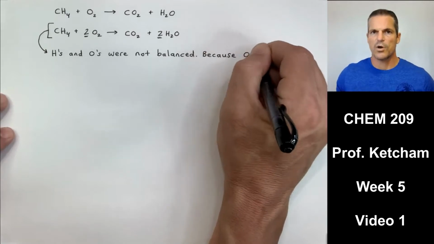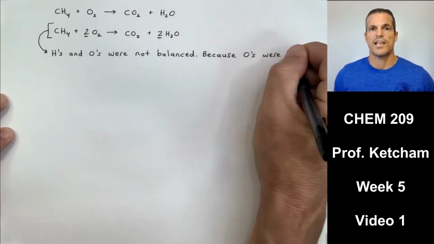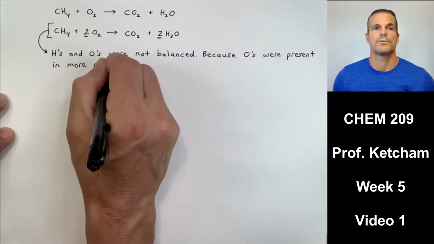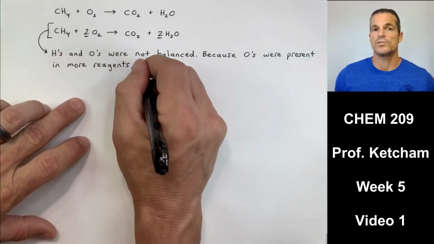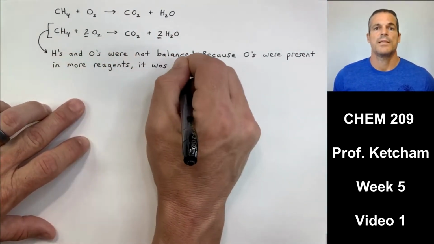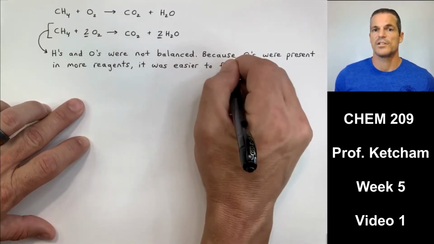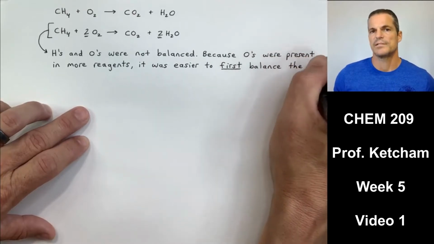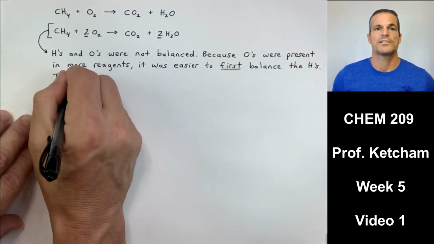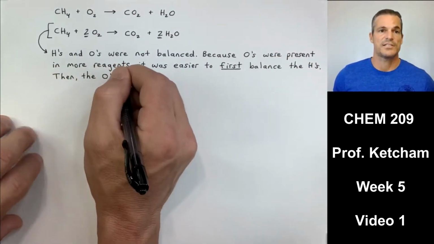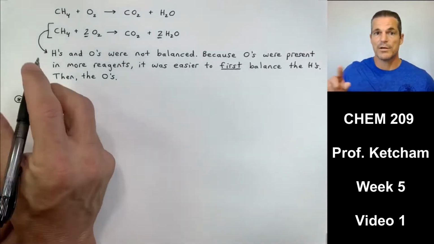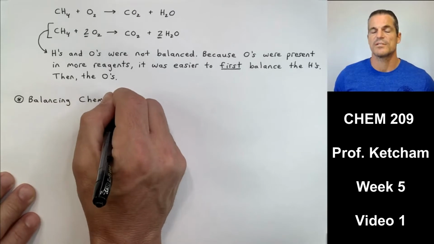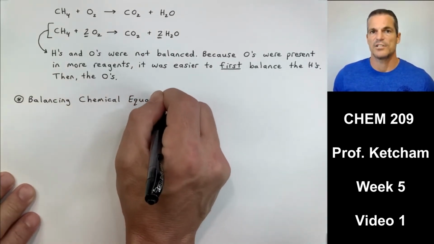All right, we're going to go over all the rules in detail in just a second, but this is just a quick synopsis of how balancing reactions go. So it says H's and O's were not balanced, and then because O's, or the oxygens, were present in more reagents, it was easier to first balance the H's. So what I did was I saw the H2O, I saw the CH4, I put a big old 2, by big old 2, I mean it's called a coefficient, and then I balanced the oxygens last.